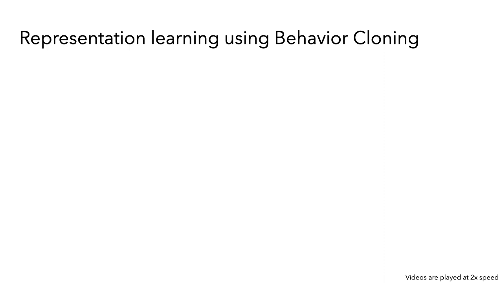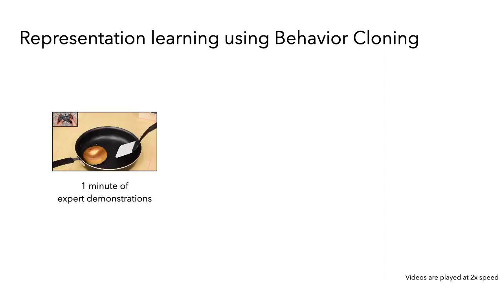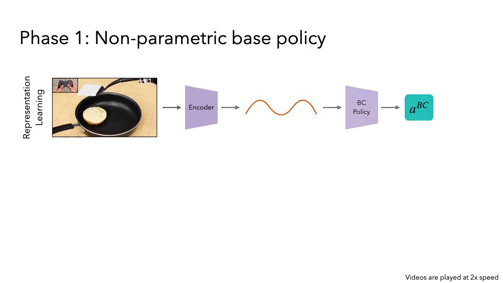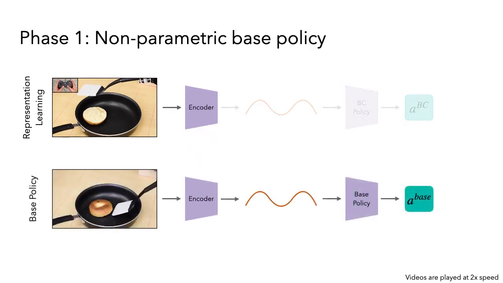Our method starts with using behavior cloning for representation learning. Given a minute of expert demonstrations, an encoder converts the observations to an encoded representation, which are then passed through a BC policy to obtain an action. We observe that in such low data regimes, such a policy fails at performing precise actions necessary for the task that we want to perform. So instead of using the BC policy, we use the encoder from this BC model in order to obtain a non-parametric base policy which, given an observation, provides us with the base actions.